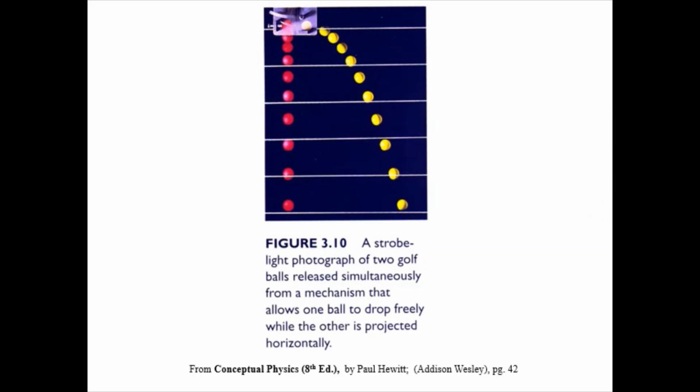Here we see a photograph made with an old-fashioned camera where the shutter was locked open, and there was a strobe light flashing. We see a red ball and a yellow-green ball. Both were released at the same time. The yellow-green ball was launched horizontally. The red ball was simply dropped. And what do you notice? The height of the red ball and the height of the yellow ball as they fall are pretty much staying the same.